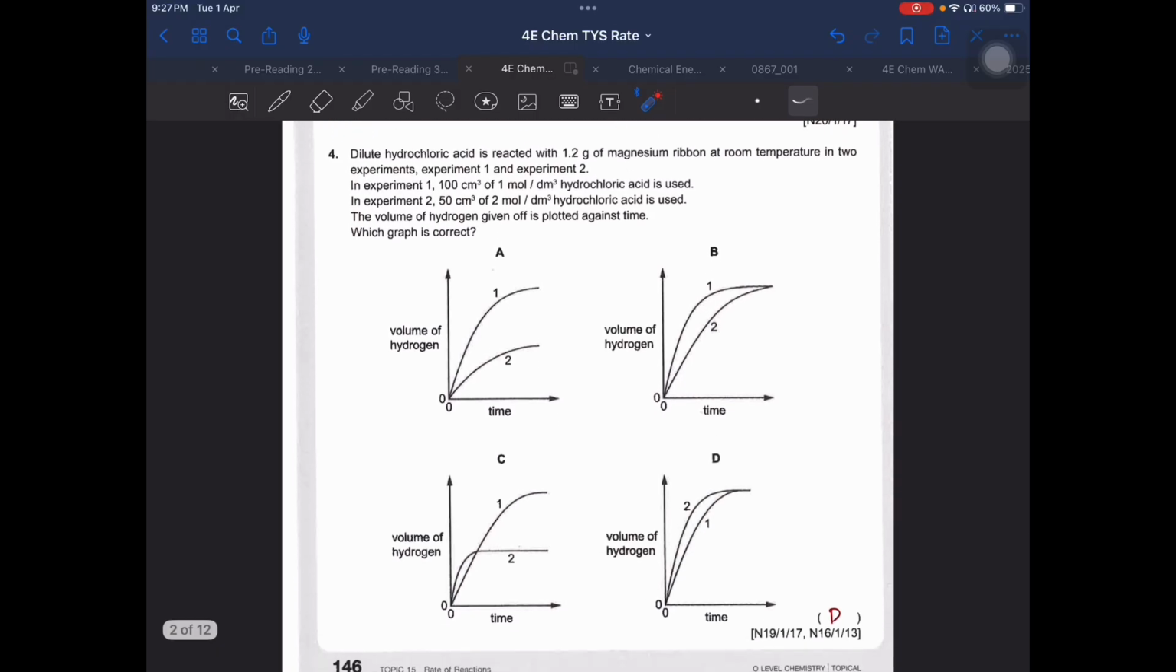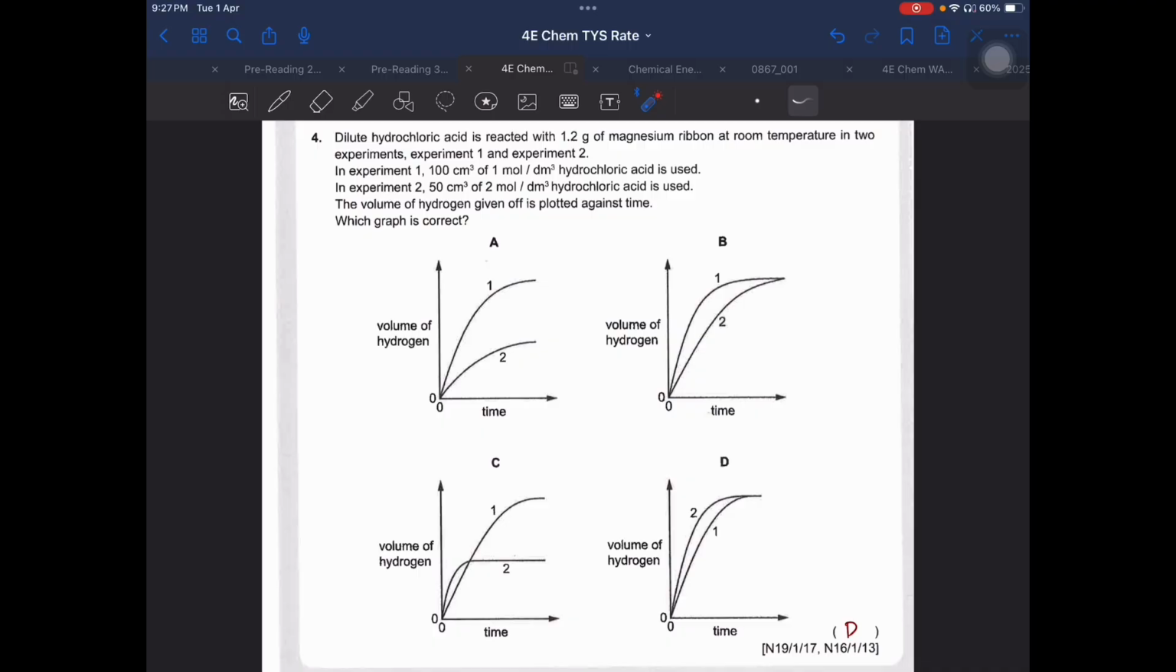Now question 4 is a bit different because the question didn't say excess or limiting. If you read the question, you realize that you can't figure out what's excess and what's limiting. And then you might be a bit uncomfortable about whether there's a change in terms of the height. Okay, but not to worry, you'll realize that if you count the mole of the hydrochloric acid, the mole over here is equivalent to volume times concentration, which in this case is 0.1 mole. And if you work out the second part here, the mole is also volume times concentration, which is also the same amount of mole.